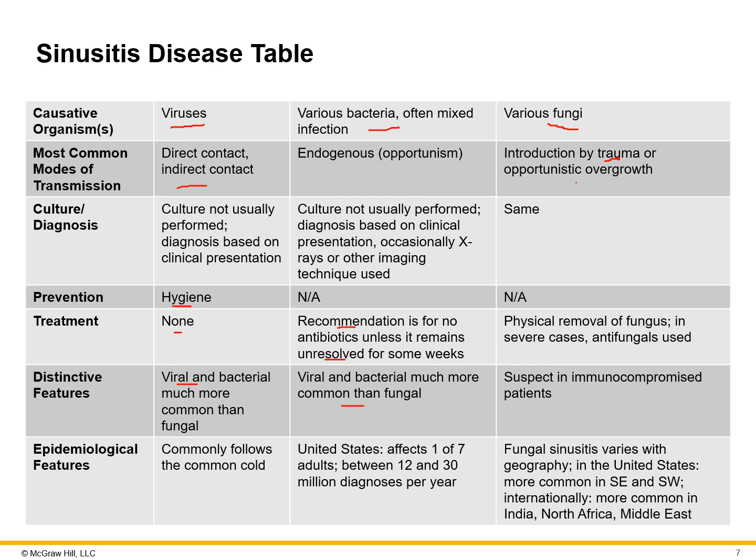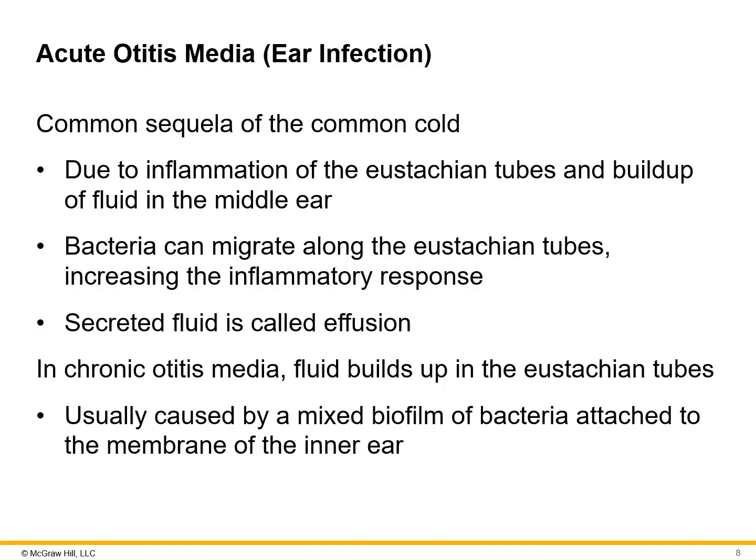Or again, as a secondary infection, those opportunistic fungi can kind of overtake the immune system to lead to that sinus infection. So treatment is actually physically removing the fungi in severe cases or just using antifungals. Again, typically this is going to occur in those immunocompromised.